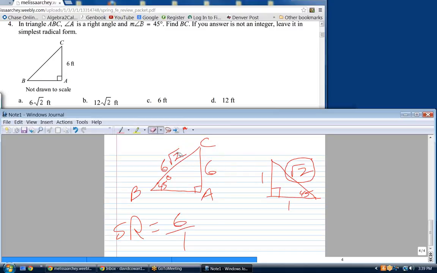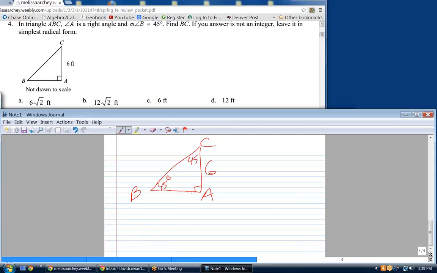Okay? Now, there's another way to do this. You don't have to use similar triangles. If we recognize that this is 45 and this is 90, then this has to be 45. And that makes this an isosceles triangle with this side being equal to that side. So what is AB? 6. Now figure out BC based on the Pythagorean theorem. So BC is equal to what? 6 squared plus 6 squared.